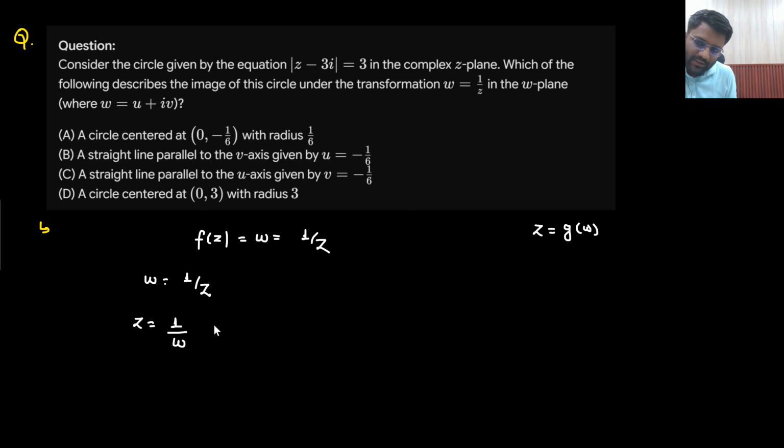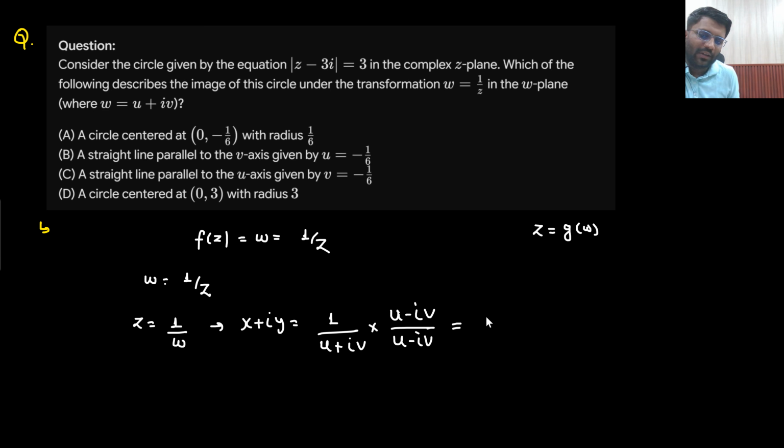So what is z? z is nothing but x plus iota y. And what is omega? Omega is nothing but u plus iota v. So now how do you do it? How can you tell which is the real part, which is the imaginary part? You need to multiply and divide by u minus iota v.